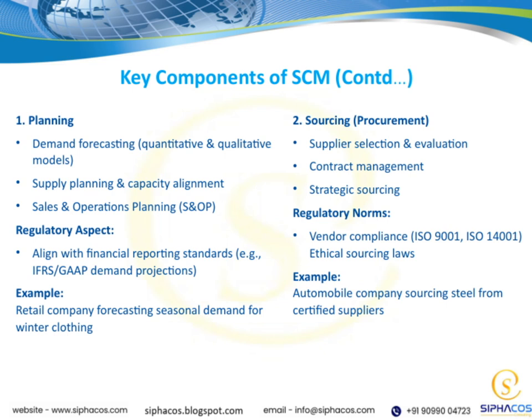Sales and operations planning, or S&OP, is the collaborative process that integrates these elements, aligning sales forecasts with production capacity. There's also a regulatory aspect to consider here. Our forecasts and plans should align with financial reporting standards like IFRS or GAAP, especially when it comes to demand projections. For instance, a retail company might forecast seasonal demand for winter clothing, which helps in planning inventory and production accordingly. This way, we ensure our operations are both financially compliant and responsive to market needs.